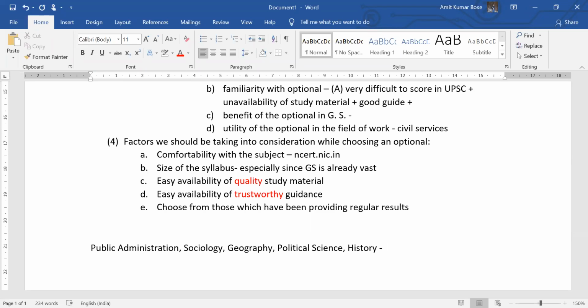There's a consistency factor to be seen. But while talking about these particular subjects, let me mention that yes, 3 subjects here: geography, history, and political science, they have extremely vast syllabus, right? They have extremely vast syllabus.